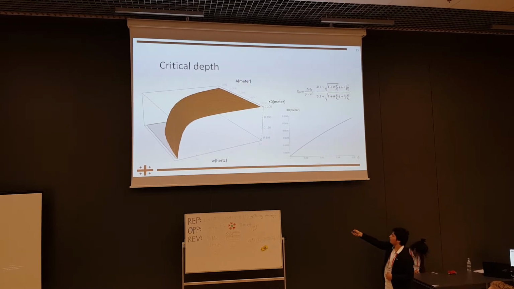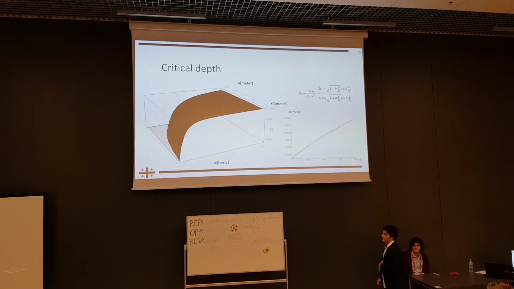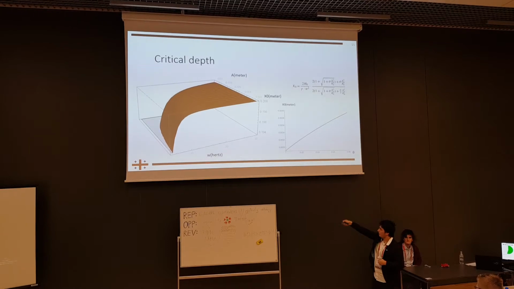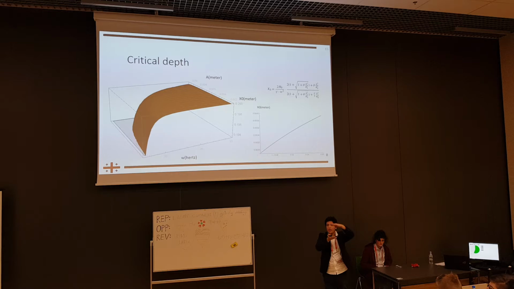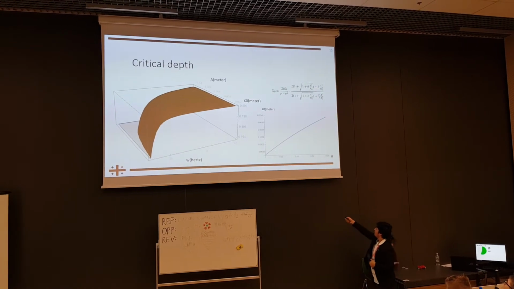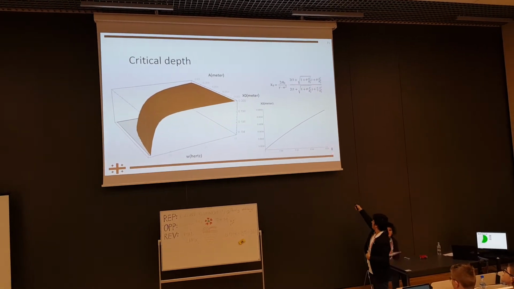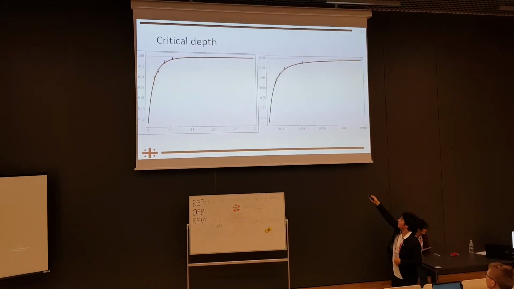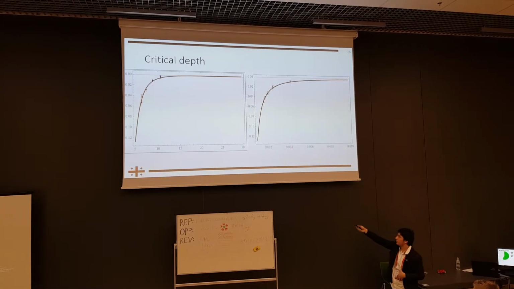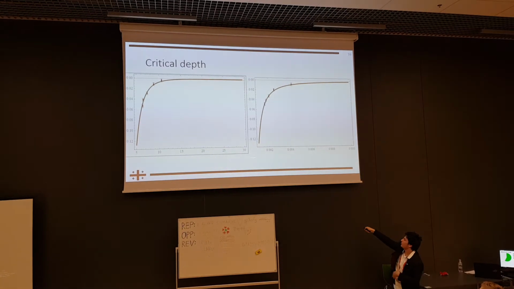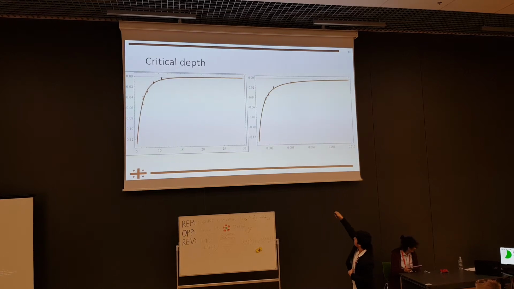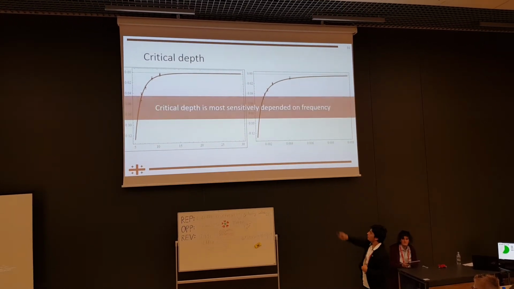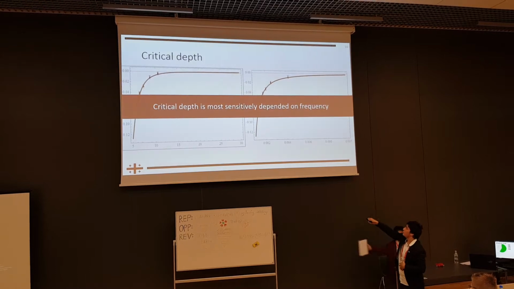And as we see here, the critical depth is dependent on the frequency and amplitude of the source, and the higher the amplitude and the frequency of the oscillation, the lower the critical depth. And also it's dependent on the viscosity parameter, theta. If we want to compare our theoretical result to experiment, we have to separate the critical depth dependence on frequency and the critical depth dependence on amplitude. And the main conclusion is that the critical depth is most sensitively dependent on frequency.